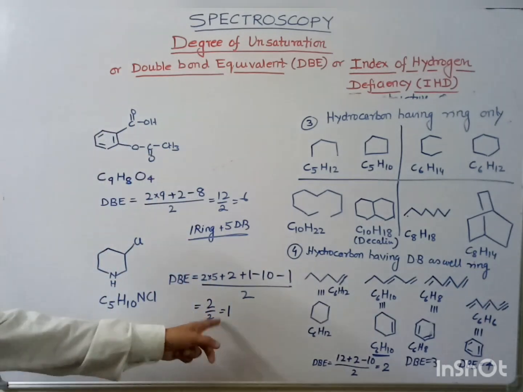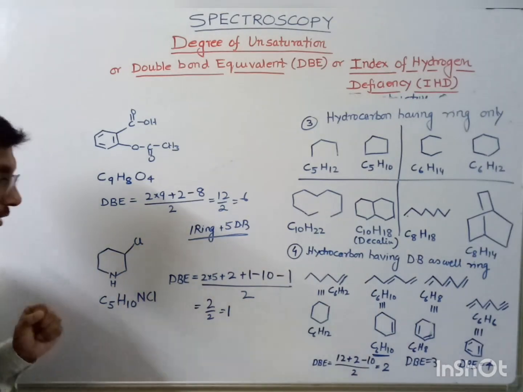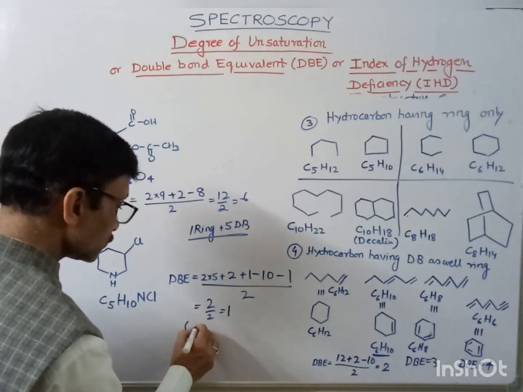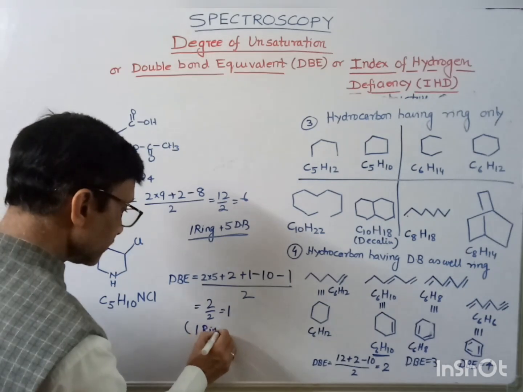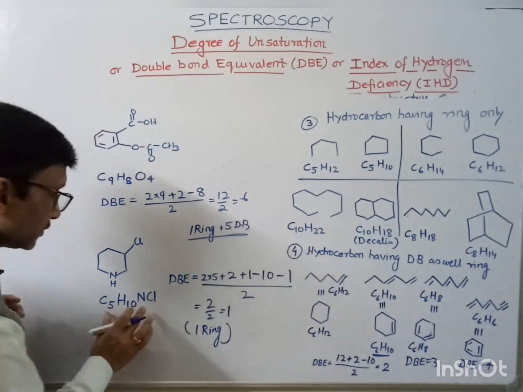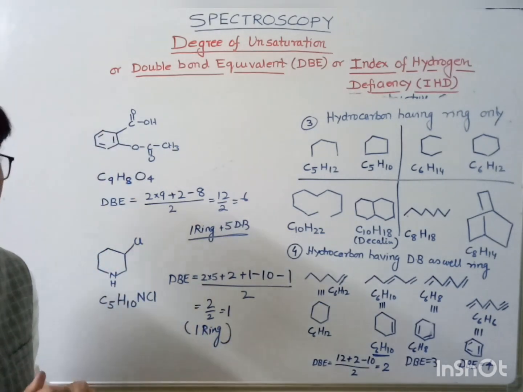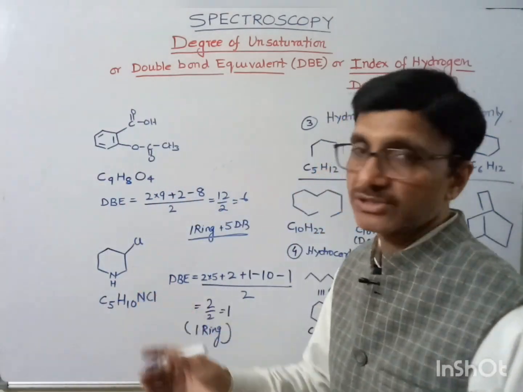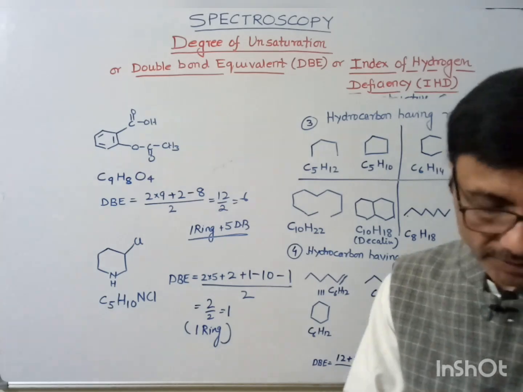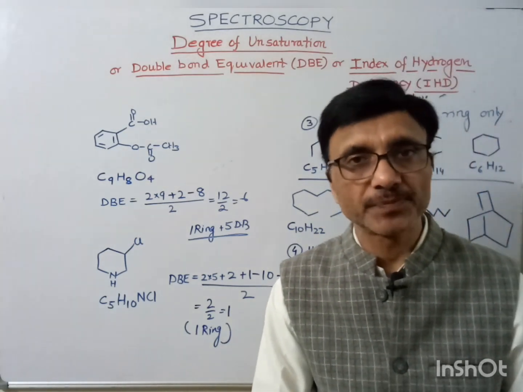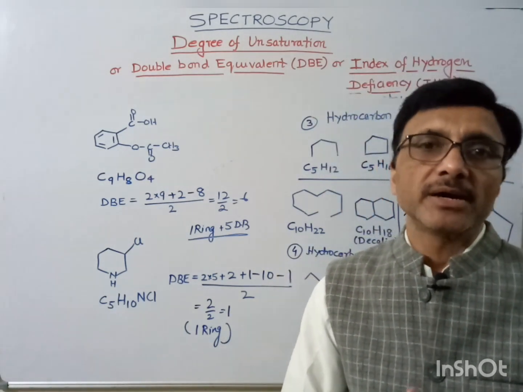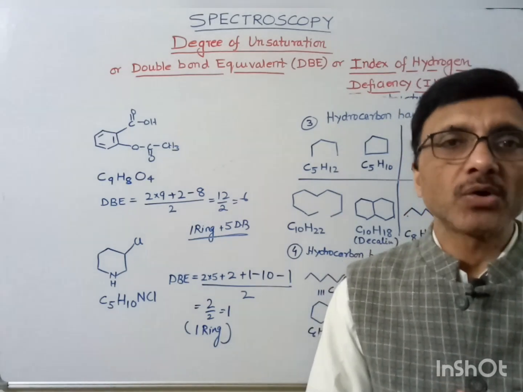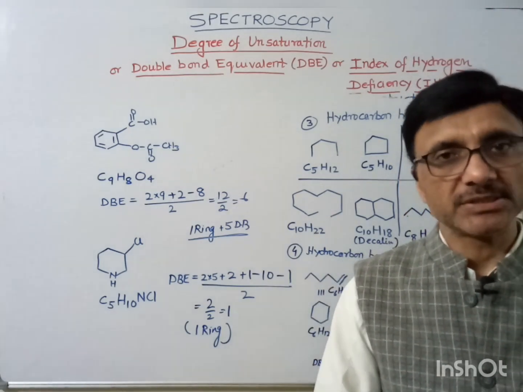This DBE value of 1 corresponds to 1 ring, so 1 ring is present here. Either 1 ring or 1 double bond is the possibility, and the final structure can be determined by other spectral data. So this is about the DBE, or double bond equivalent, or index of hydrogen deficiency. Thank you.